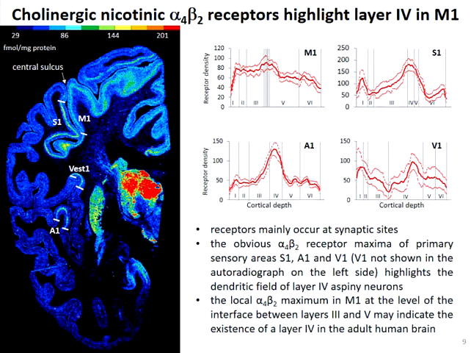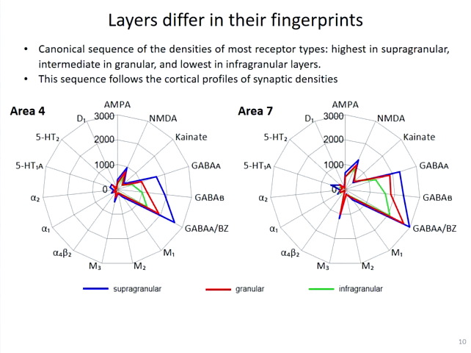So what happens if we look at the other layers in the motor cortex? Right. This is what you can see in this slide. The left side of the slide shows layer-specific receptor fingerprints obtained from the primary motor cortex. And on the right side, again, the area that I've used before as an example of a typical granular cortex, area 7.